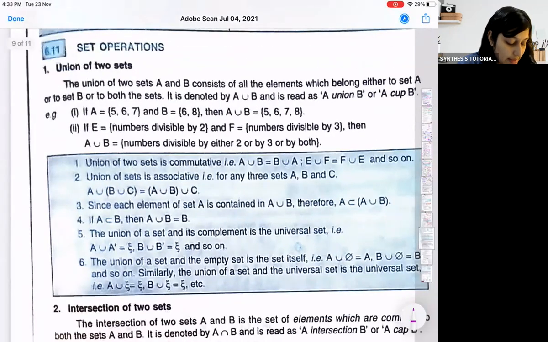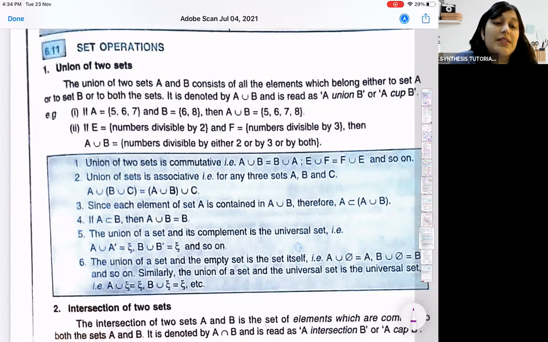Union of two sets is commutative, okay? What do you mean by commutative? Matlab A union B will be equal to B union A. It'll be the same thing. Doesn't matter which set you take first, right? If you all remember rational numbers, हमने commutative, associative, ये सब किया था. So commutative is between two things. Even if you flip the order, the result is the same.